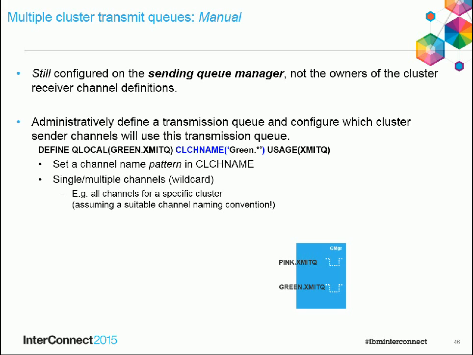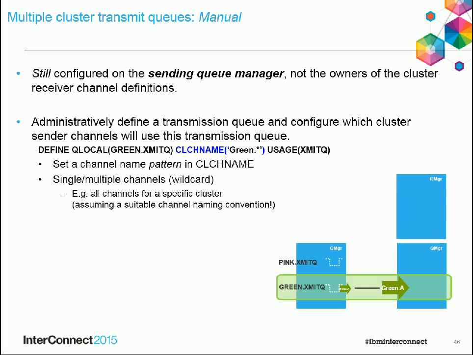Now, if we've got a good naming convention for our channels within our clusters, and say we've got a green cluster and a pink cluster, then all our channels are named accordingly. And this simple configuration means that all the channels for each individual cluster are going to use a separate transmission queue. So you haven't got a separate transmission queue per channel here. We're using the pattern matching to group them together effectively based on their cluster name.